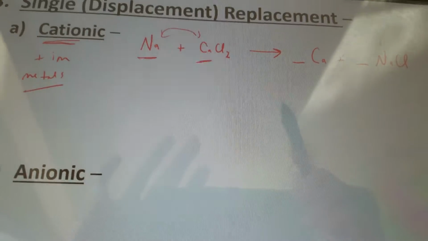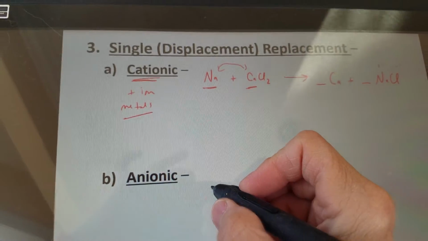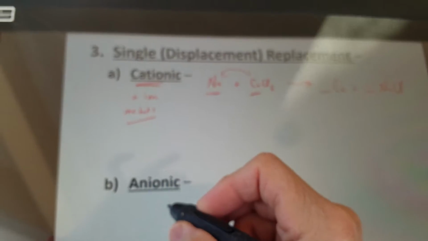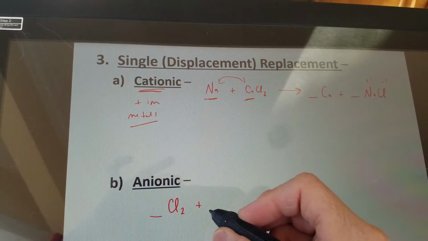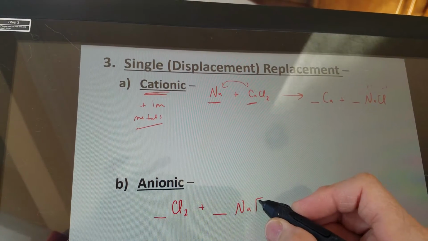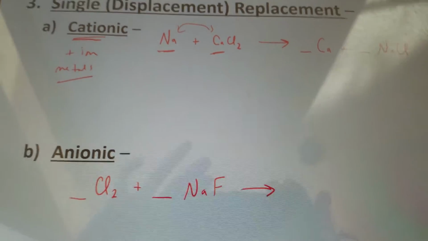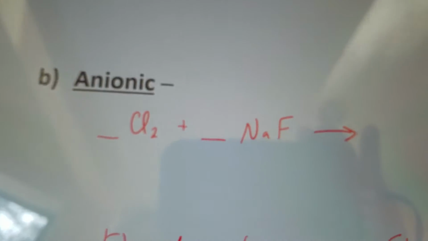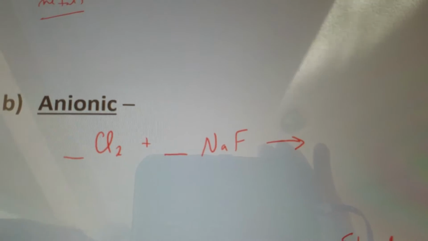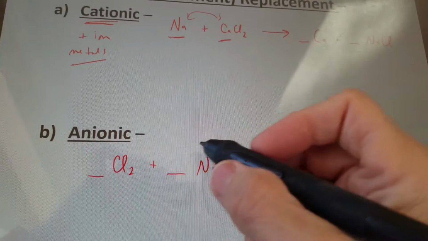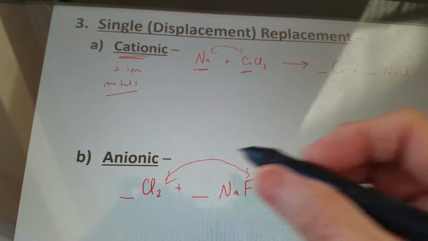Now let's look at the anionic one. On the anionic, this is typically going to be where you're going to have some kind of a diatomic molecule. So let's say that we have chlorine, and we react it with sodium fluoride, for example. Now if I'm looking at this, I can see that chlorine is a nonmetal, so it's going to have a negative charge when it's in a compound. So that means that it needs to change places with the negatively charged element that's in the compound. In this case, it would be the fluorine.